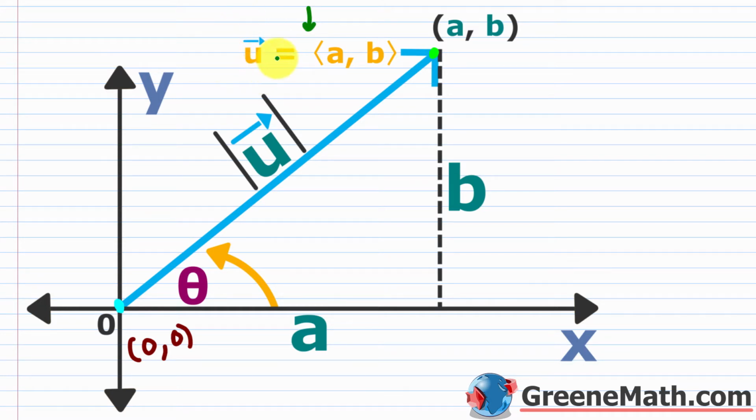So the vector u is equal to, you'll see we have these angle brackets here, and we're just listing the a and the b. This is the x and the y, okay, from the ordered pair. We're just listing it inside of those angle brackets.